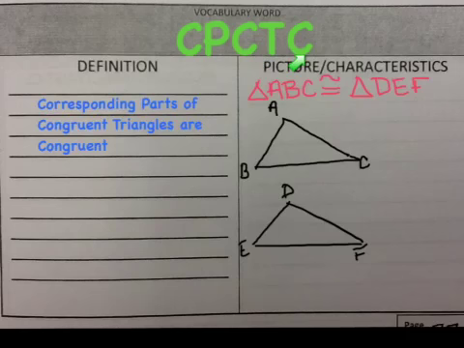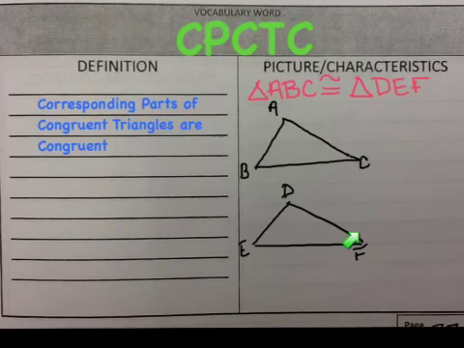Okay, all that's saying is that the parts that correspond on two congruent triangles, let's say these two are congruent, the parts that correspond, like these two, are congruent. So if the two triangles are congruent, then their corresponding parts are congruent.